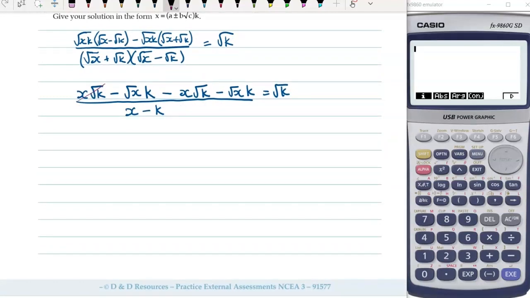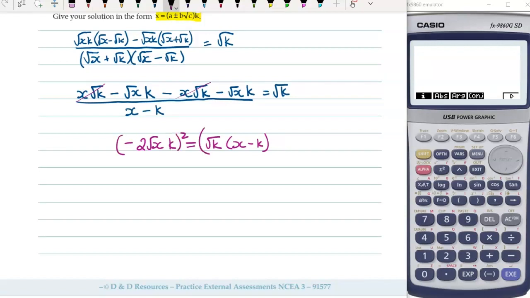Now this x root k cancels with this minus x root k, and we end up with minus 2 root x k is equal to, and at the same time I'm also going to bring this x minus k that's on the bottom up and multiply it by the root k on the other side. Now, since what I'm attempting to do is get x equals something, I want to sort this out so I don't have a square root x there. So I can do that by squaring both sides.